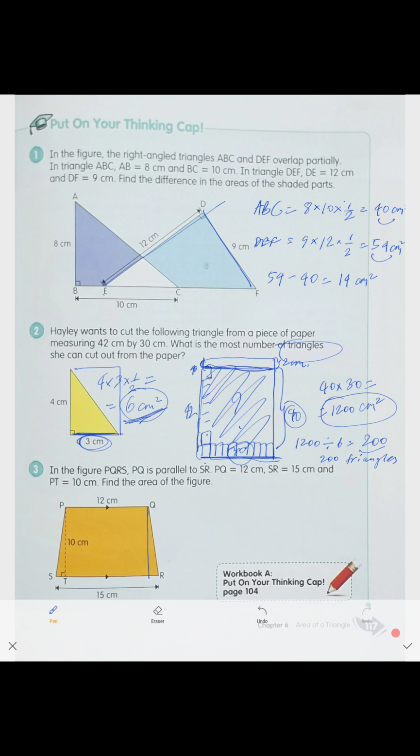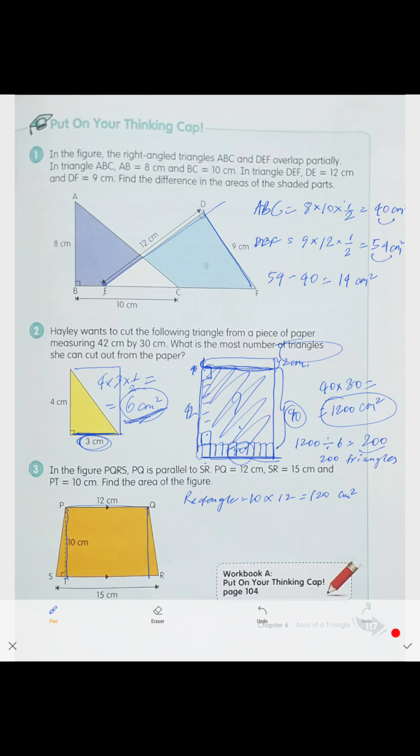This is what we do. So the rectangle is 10 and 12. Let's calculate the rectangle first. The rectangle is very easy. It is 10 by 12, right? 120 square centimeters.